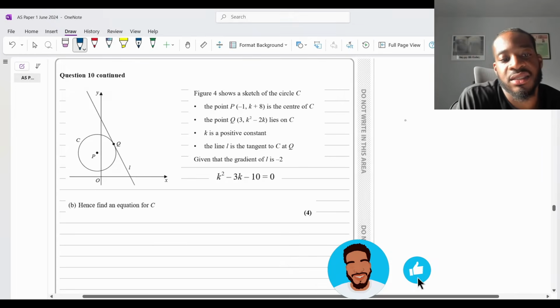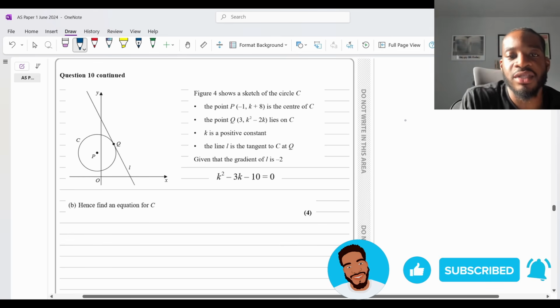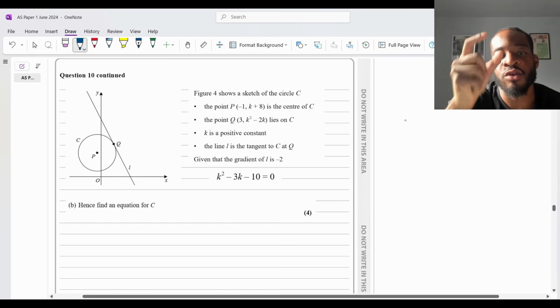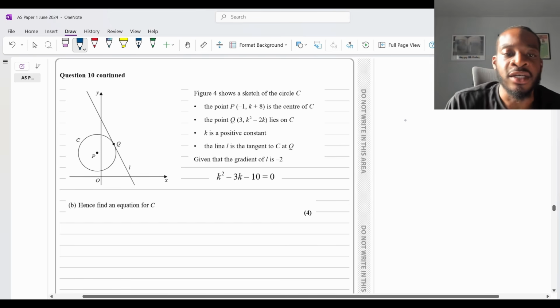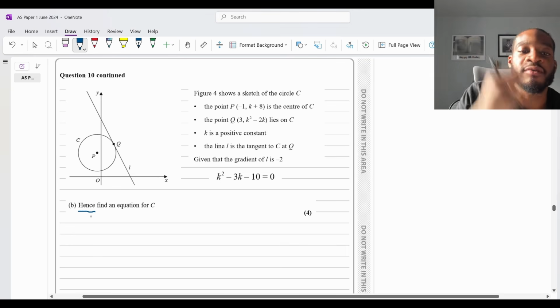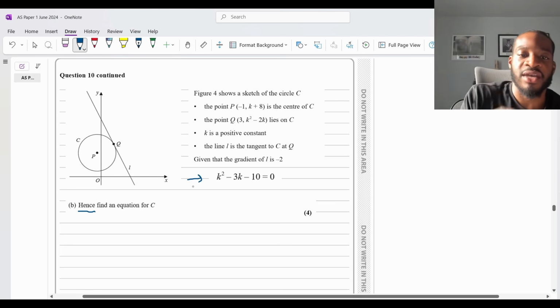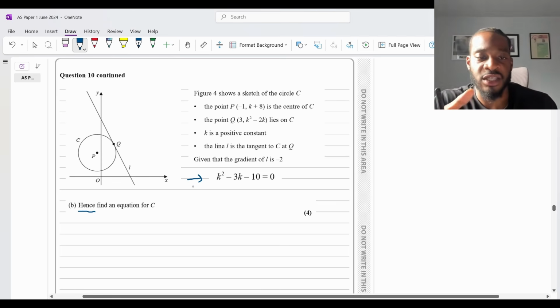Okay, so part B says, hence find an equation for C, and this is 4 marks. Now, I've just got the diagram, the piece of information, and the result that we proved in part A, because I don't want to keep going up and down. As well as that, the first word of this question is hence. Use what you've done before, and we showed k squared minus 3k minus 10 is equal to 0. So we're going to need to use that.